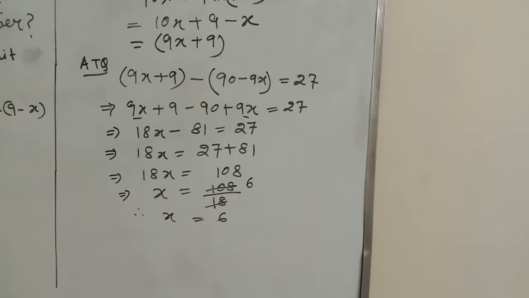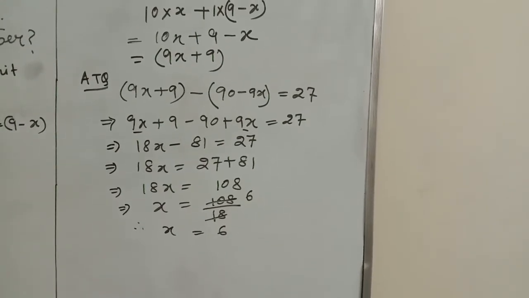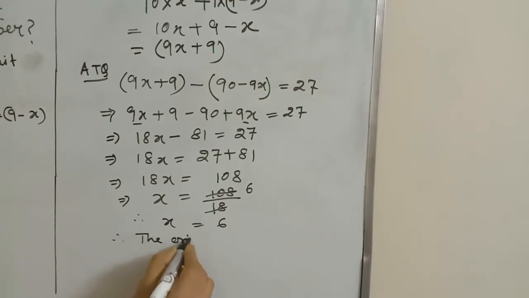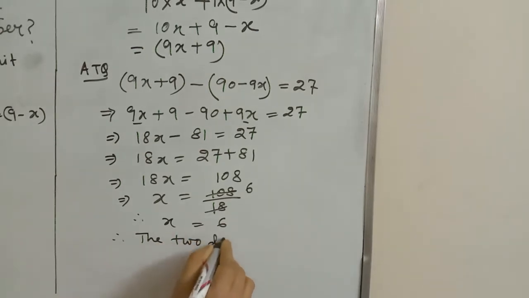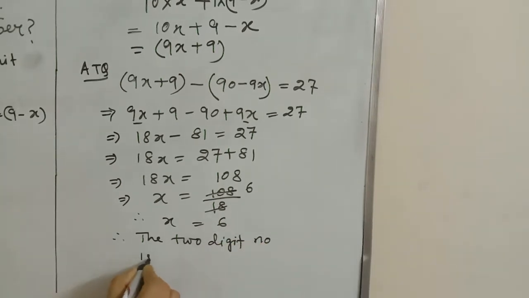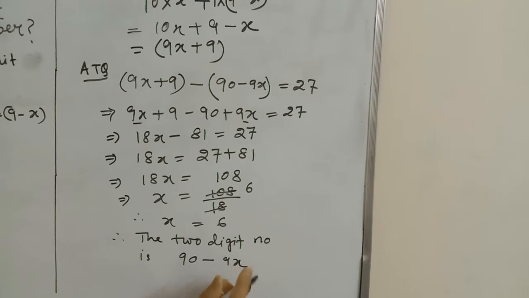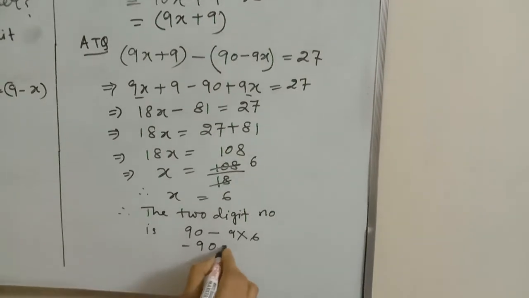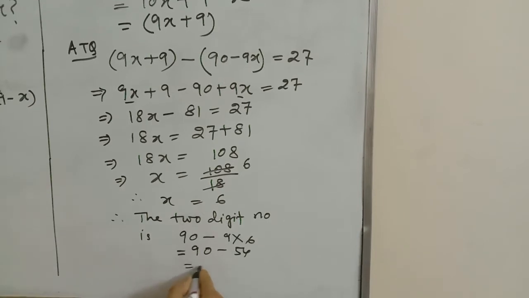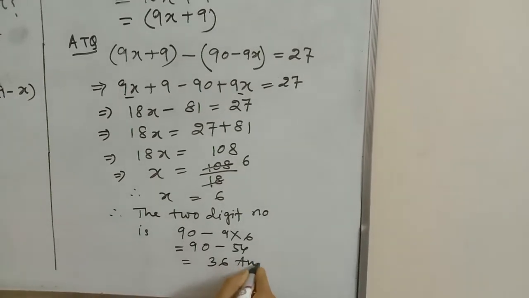You have to find the original number. What is the two-digit number? That means what is the original number? Therefore, the two-digit number is 90 minus 9x. Do you remember the original number was 90 minus 9x? Instead of x, now you can put 6. So 90 minus 54, and the result is 36. And this is the answer.